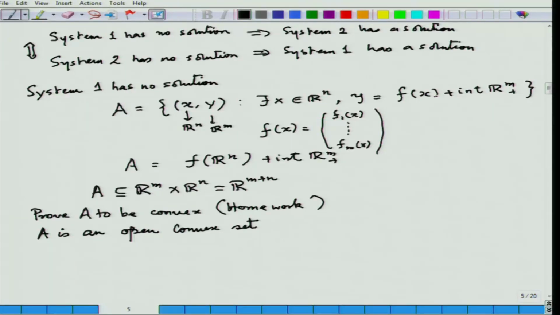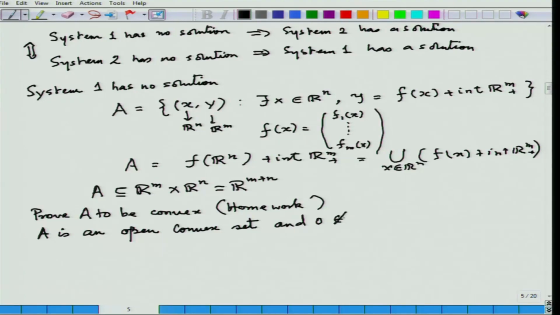You can write A as the union of f of x plus int Rm plus, over x an element of Rn. Now, these are open sets, and an arbitrary union of open sets is again open. So, this is an open convex set.